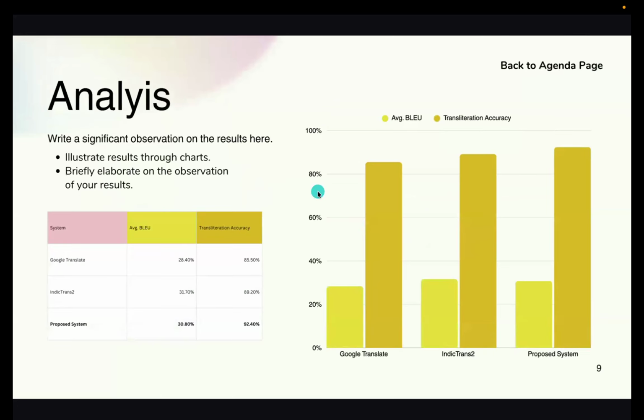In the analysis of the results, we observed that combining neural machine translation with the Akshantar dataset significantly improved the transliteration accuracy. The framework also performed well on low resource languages and handled multilingual inputs more effectively than traditional approaches. This shows that hybrid AI systems are promising for multilingual applications in India.